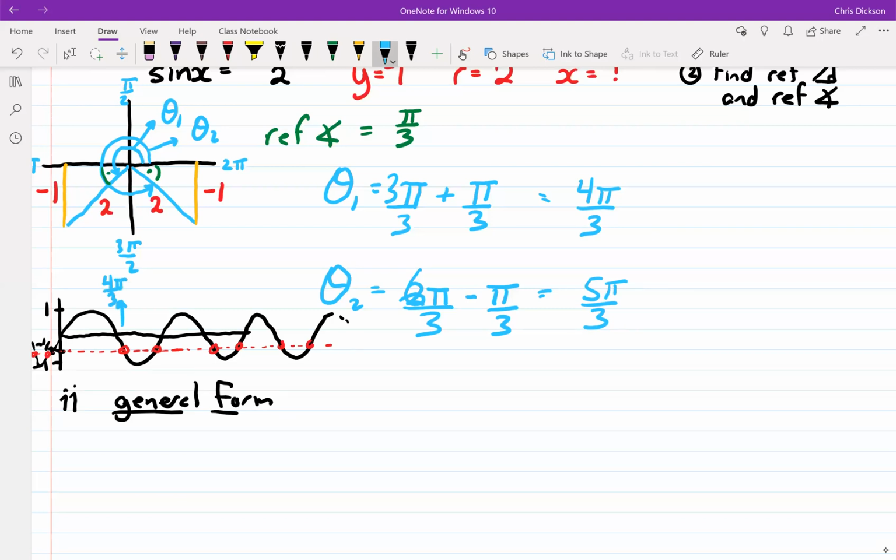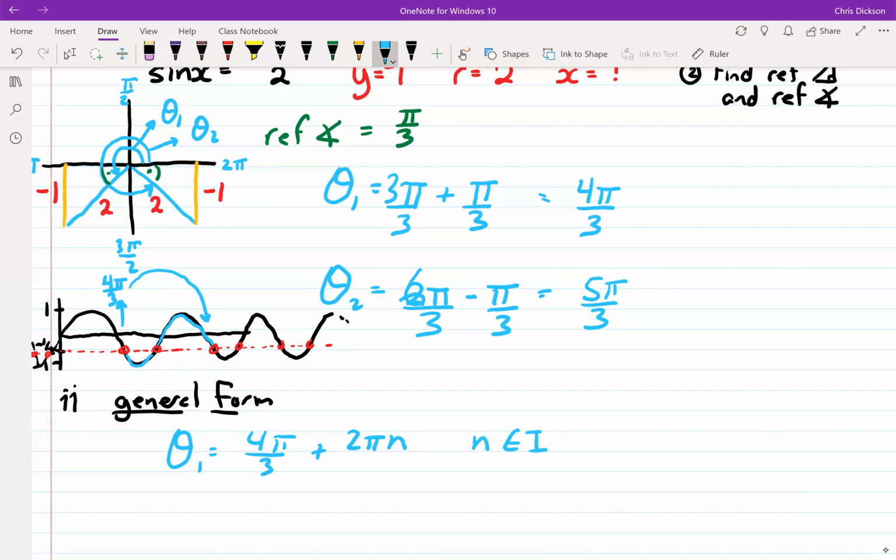Okay, and then to get to the next one, that would be a distance of 2 pi, because that is the period of the function. So basically to go up and then down and back, that is one period of the function. So one of my angles would be 4 pi over 3. And then I want to add 2 pi to get to the next one, and then another 2 pi and another 2 pi. So I'm going to say 2 pi n, where n is an element of I.